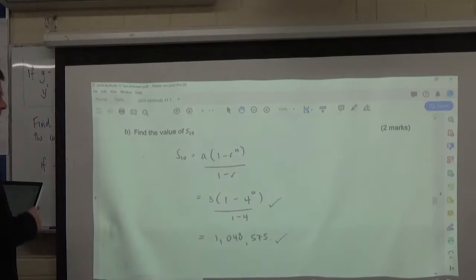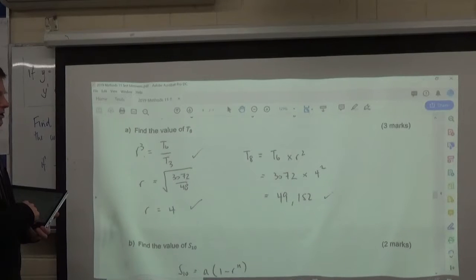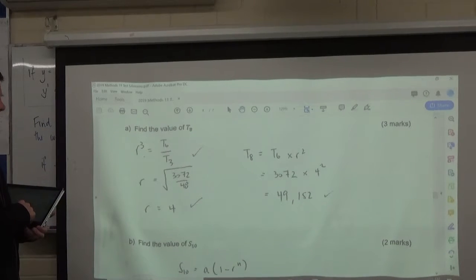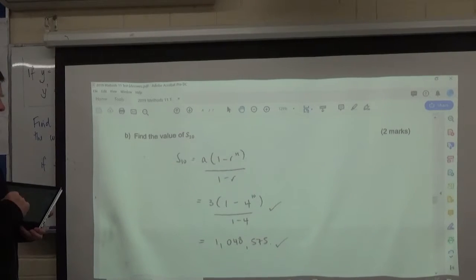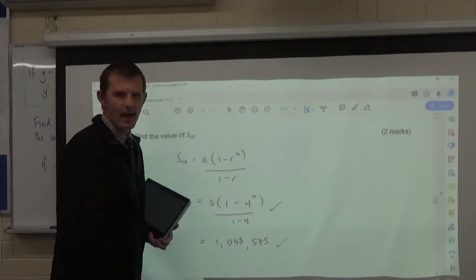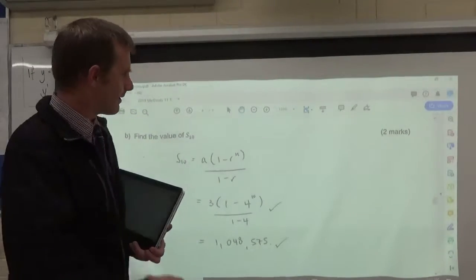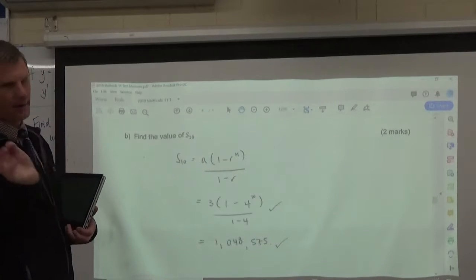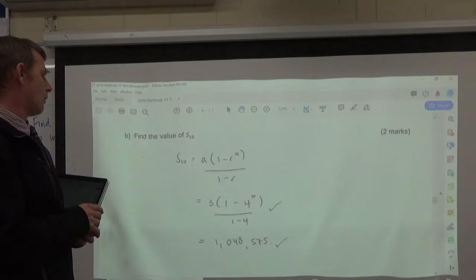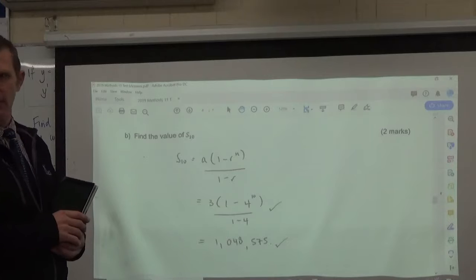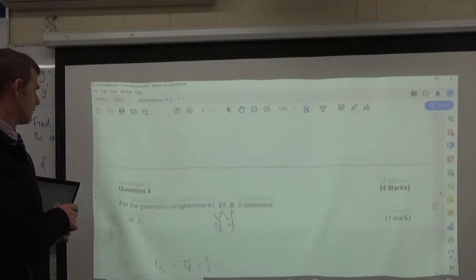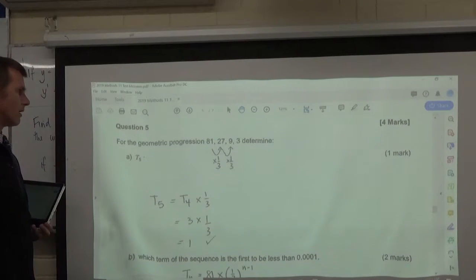So S10, all we need to do is take the information that we just got, the R equals 4, and put it in. That's all. I did have to work out A as well. I had to work backwards to get that. Nothing too tricky in that. You've got your calculators. Back you go. 1,048,575.